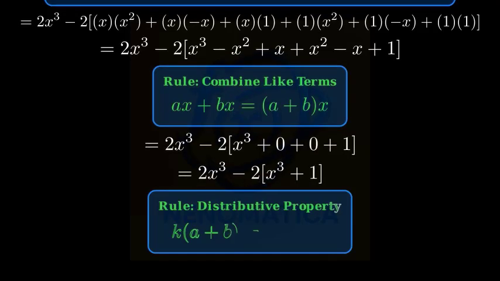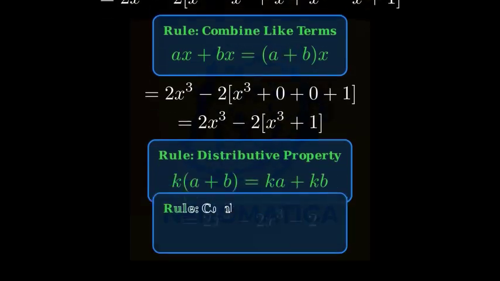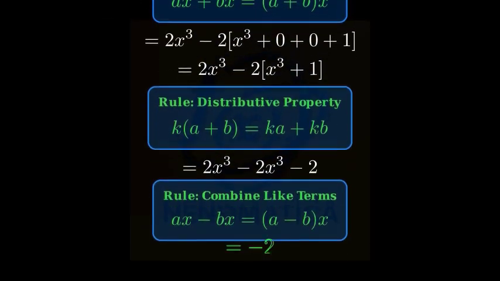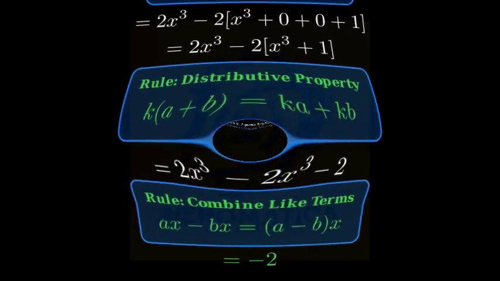Now, we distribute the coefficient negative 2 through the bracket. Negative 2 times x cubed gives us negative 2x cubed. Negative 2 times 1 gives us negative 2. Finally, we combine like terms to get our simplified expression. 2x cubed minus 2x cubed equals 0. So we're left with negative 2.